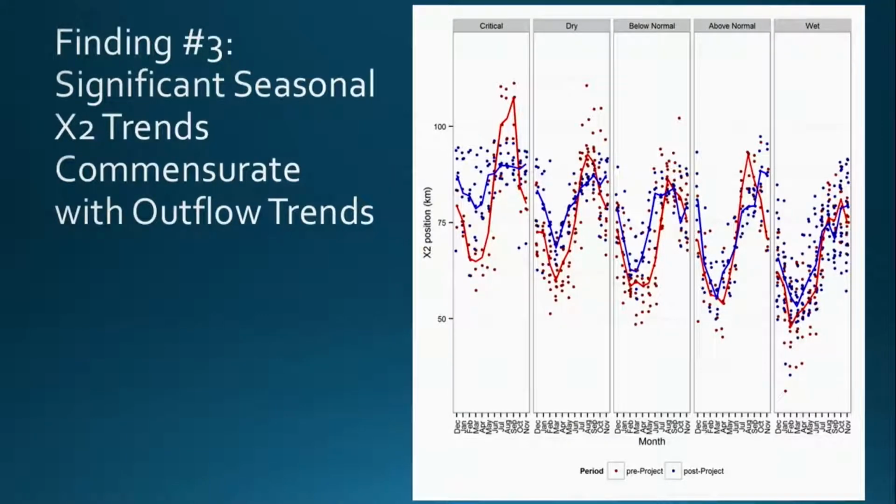So in the early part of the record, it used to be a lot saltier in the summer and early fall, used to be a lot fresher in the spring, and now the project operations have dampened it. It's saltier in the winter, spring, and it's fresher in the summer, early fall. Now contrast that with wet years. Visually, you'd say there's not a whole lot of difference.